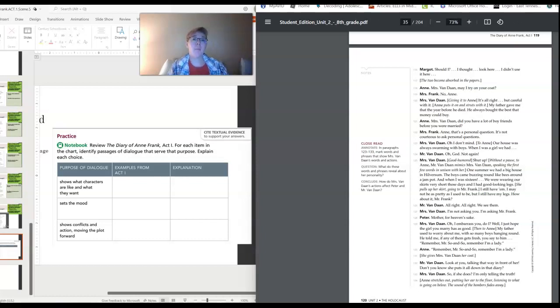All right, now at the bottom of page 153, you are going to practice finding examples of the playwrights using dialogue for those three purposes. So at the bottom, you see a practice chart, and it says, review the Diary of Anne Frank, Act 1. For each item in the chart, identify passages of dialogue that serve that purpose. Explain each choice. So I am going to give you some advice.